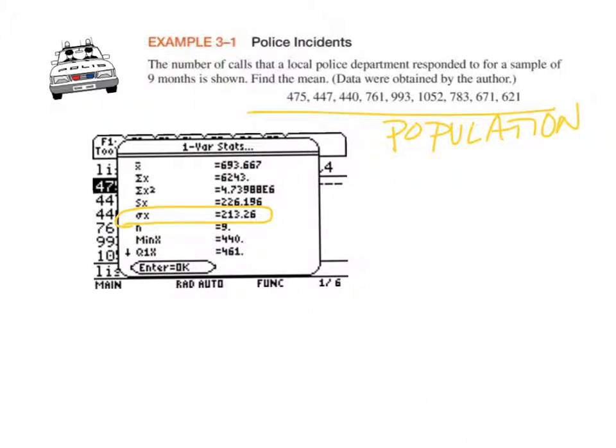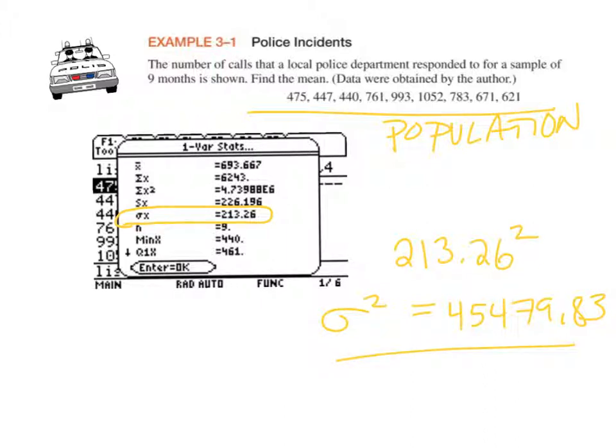If you want to find the population variance, you have to take that number and square it. So you just go to your home screen on your calculator and you take 213.26 and raise it to the second power, and you end up with this variance. So that is your variance. So that's population standard deviation and variance. There you go, how to do it on your calculator.